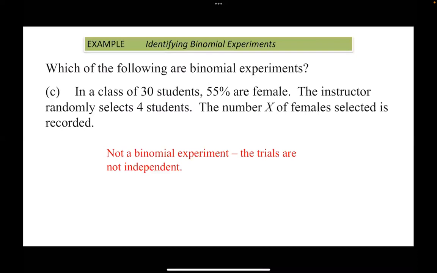Once I select one female and take her out of the class, there's only 29 students in class. Once I pull any student out of the class, there's 29 students now, so it will no longer be 55% female. If the first one I pulled out was female, then a greater percent are male. If the first one I pull out is a male, then my percent of female will be higher. That makes sense. So the trials are not independent. Pulling out one affects the probability of the rest of them.